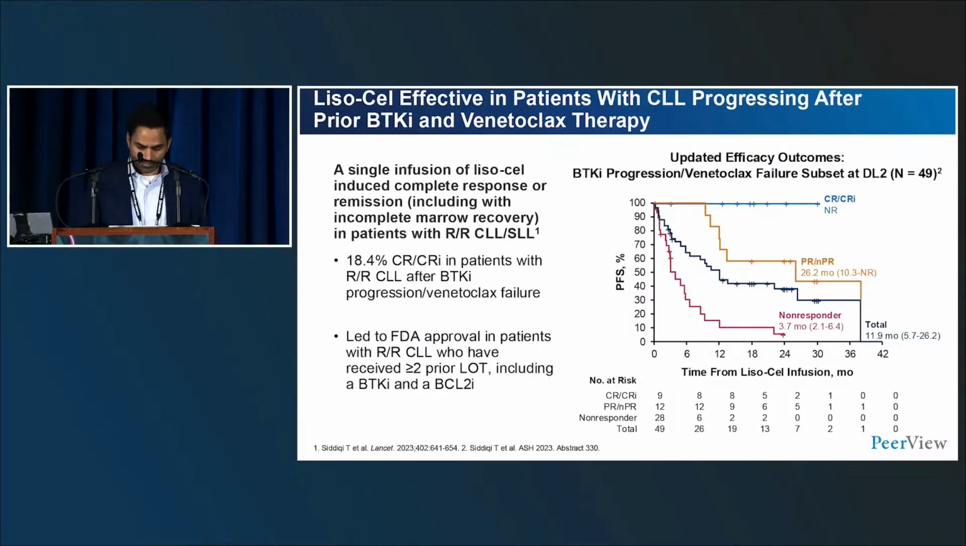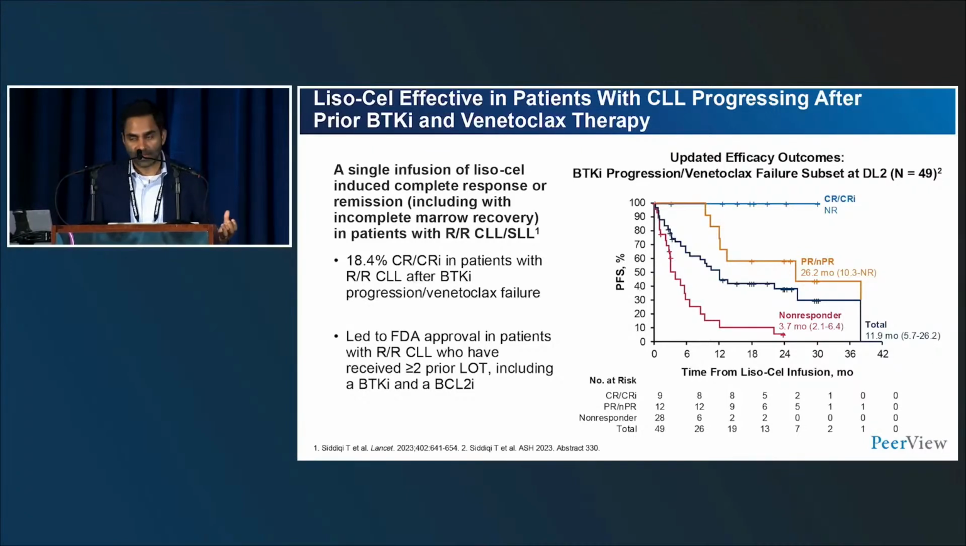The overall response rate was just a little bit under 50%, and we see that around 18% of patients had a complete response rate. Remember, it's very hard to achieve a complete response rate in CLL, and so in the context of other therapies we have, I think while that number may look small in absolute terms, it's quite impressive.